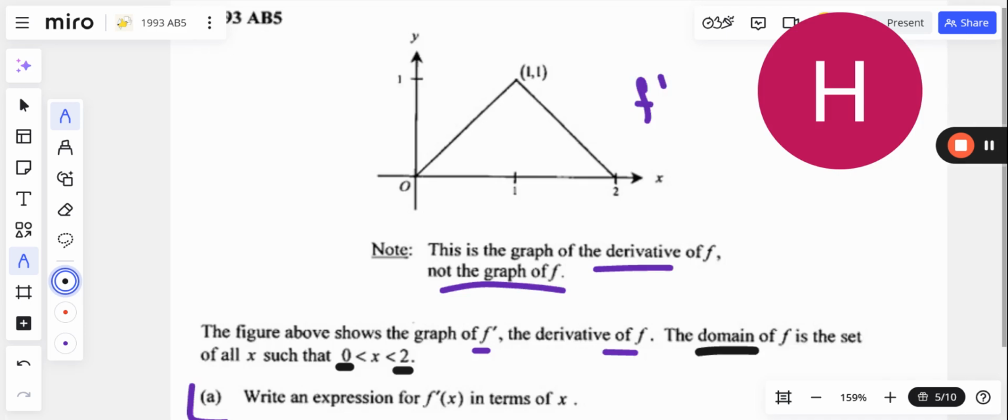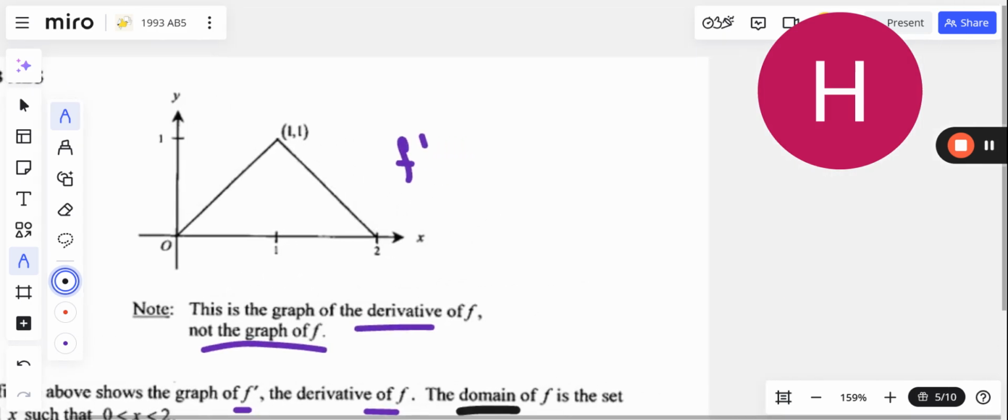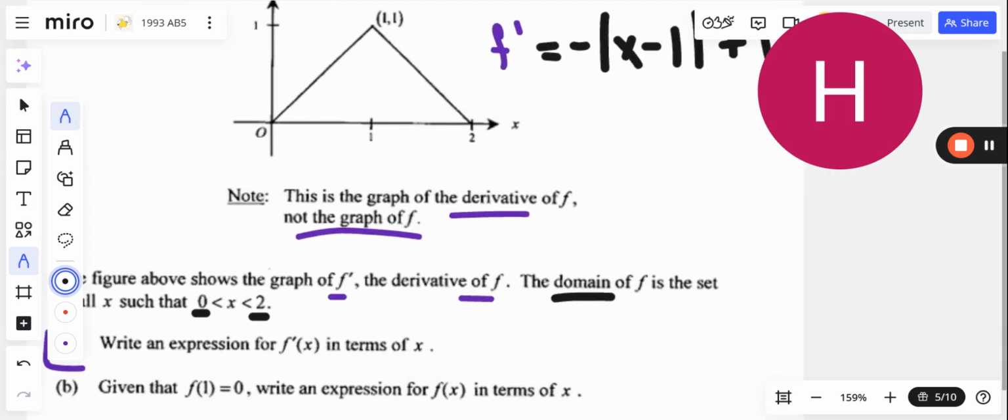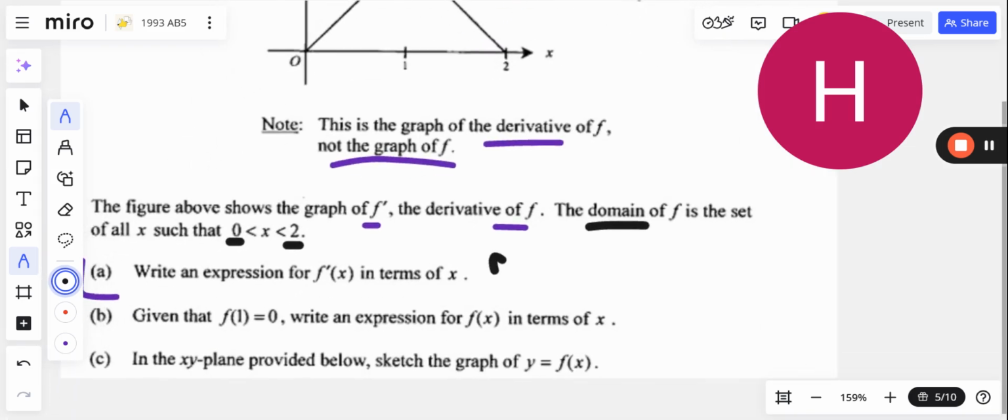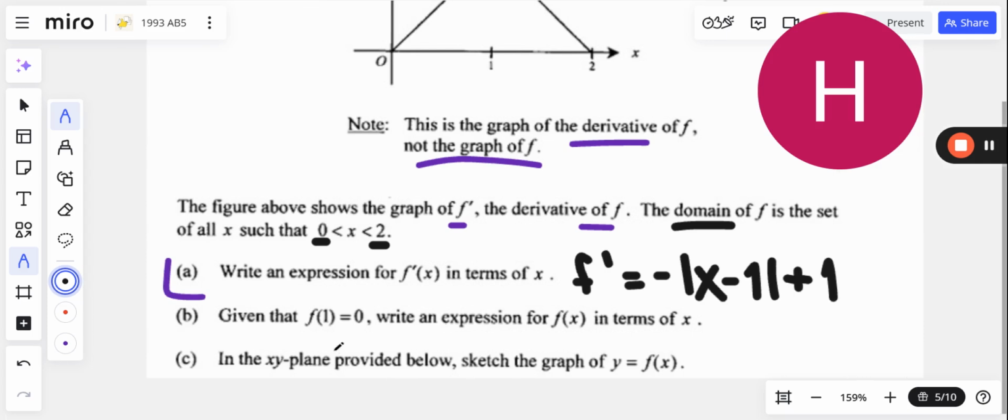So this is an absolute value function with the equation negative absolute value. It's shifted to the right by 1, and it's also shifted up by 1. So there's a perfectly valid expression in terms of x. I guess we can put this right here: x minus 1 in the absolute value, and then plus 1 on the outside. Okay, pretty simple.